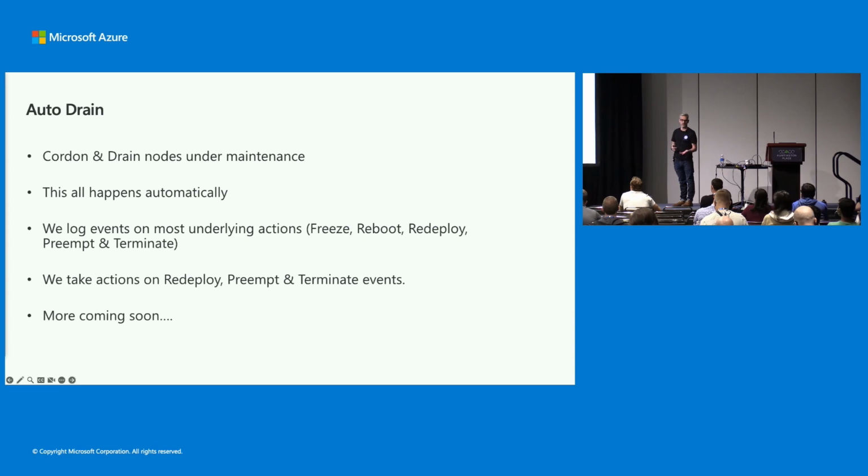Preempt, I talked about, which is spot instances, and then terminate events, which is basically Azure saying that your VM is going to be shut down for one reason or another. And this happens automatically. And we're going to be building in more logic and more things into this in the future to be able to help customers with different types of workloads and different triggers that we'll need to be able to cordon and drain those workloads for you.